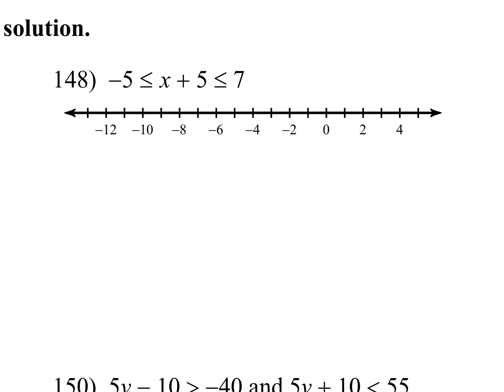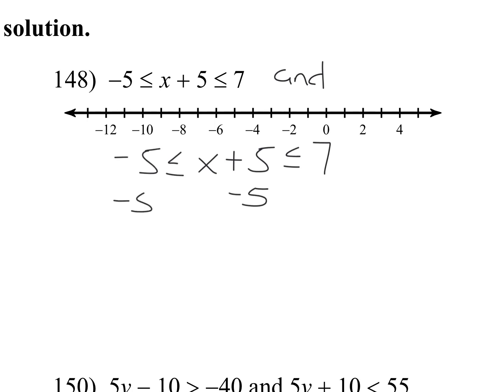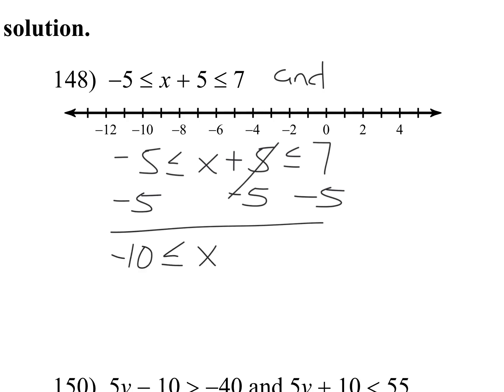Right, what is this one going to be, "and" or "or"? It's going to be "and" because it's connected. Think of it as connected. So I have negative 5 is less than or equal to x plus 5 is less than or equal to 7. Subtract by 5. Yep, we still want to get x by itself, but we have to do it to everything. So I have negative 10 is less than or equal to x, which is less than or equal to 2.